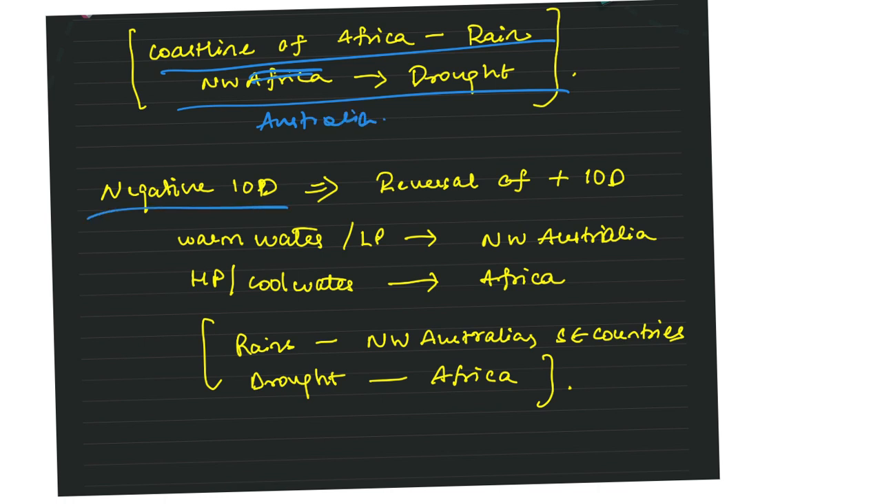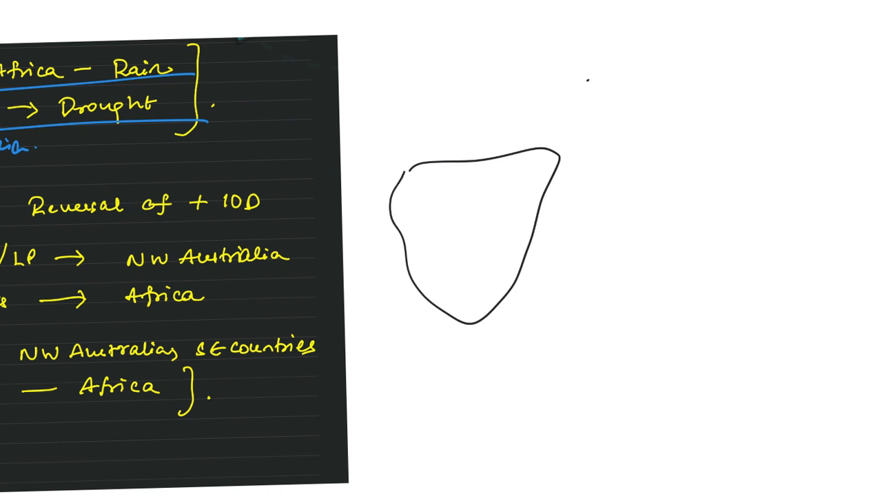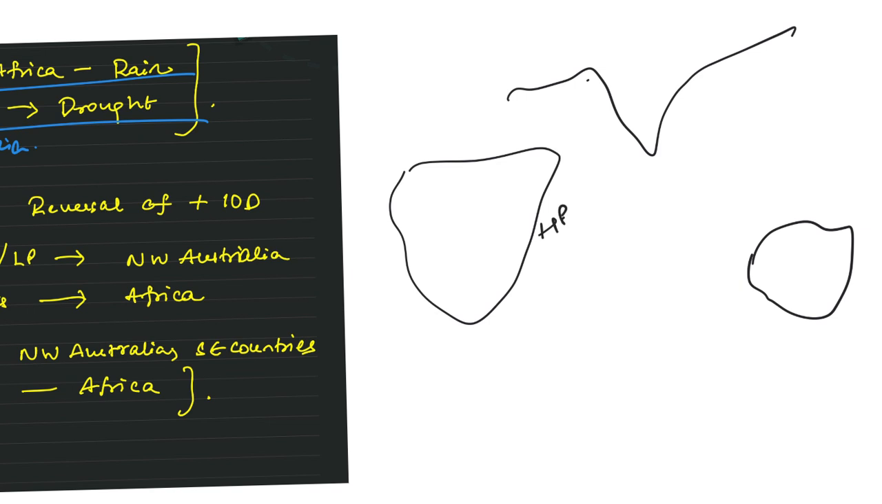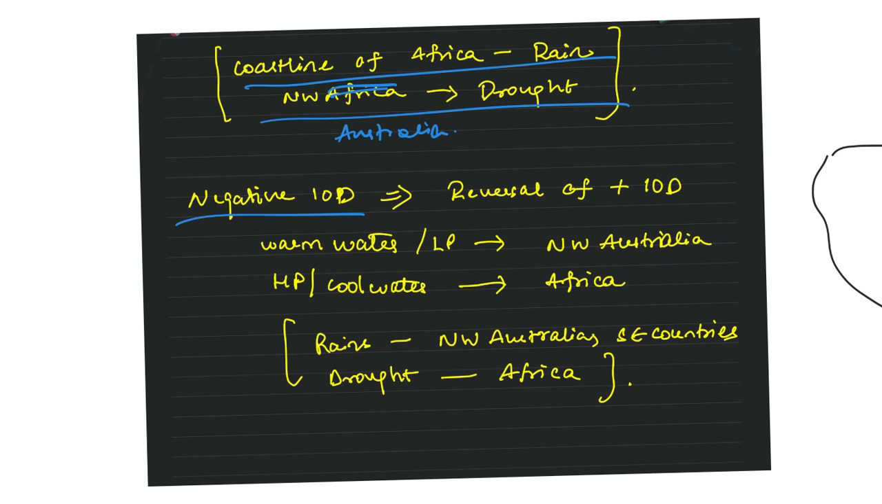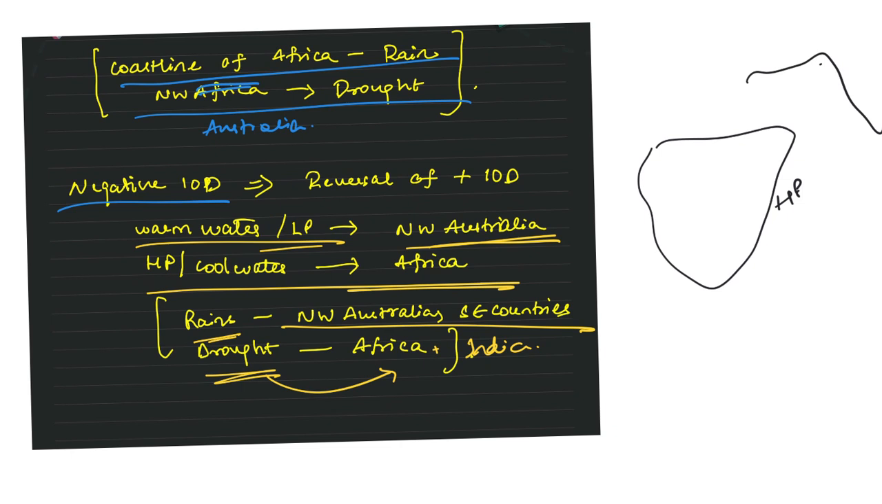Whereas negative Indian Ocean dipole anedi it is a reversal of positive Indian Ocean dipole. So I'll just draw it again. Say this is your Africa and India and Australia over here. So ikkada high pressure develops and here low pressure is developing. Negative Indian Ocean dipole lo high pressure is developed over Africa and low pressure over northwest Australia. As a result northwest Australia side lo you will be experiencing rains, whereas it is drought like conditions in Africa plus India. So when India is experiencing drought like conditions, it's a negative Indian Ocean dipole.